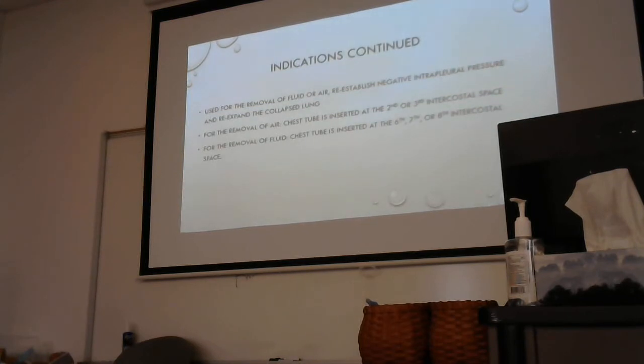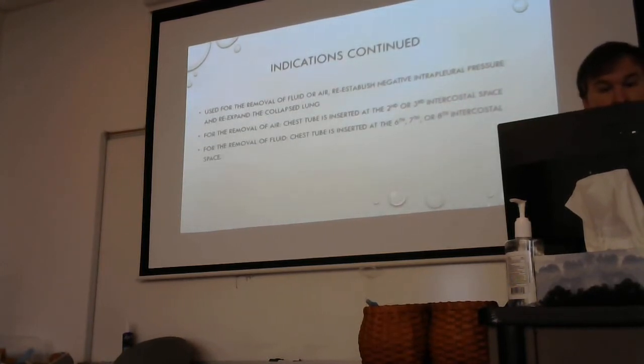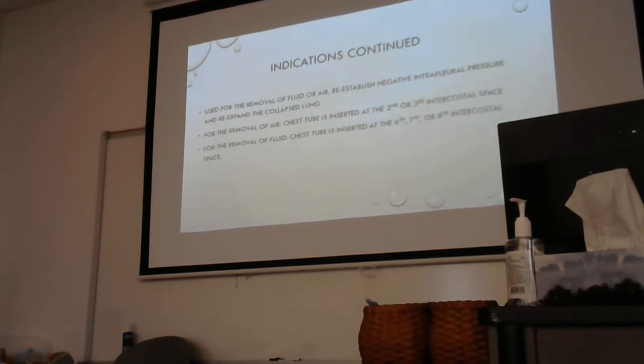Other indications: chest tubes can be used for the removal of fluid or air in order to reestablish negative intrapleural pressure and to re-expand the collapsed lung. Depending on what type of situation you have, that will indicate where the chest tube is inserted on the patient. For the removal of air, you would insert the chest tube at the second or third intercostal space. For the removal of fluid, as we talked about in class the other day, fluid is heavier, so it goes down lower. You're going to insert that tube at the 6th, 7th, or 8th intercostal space.